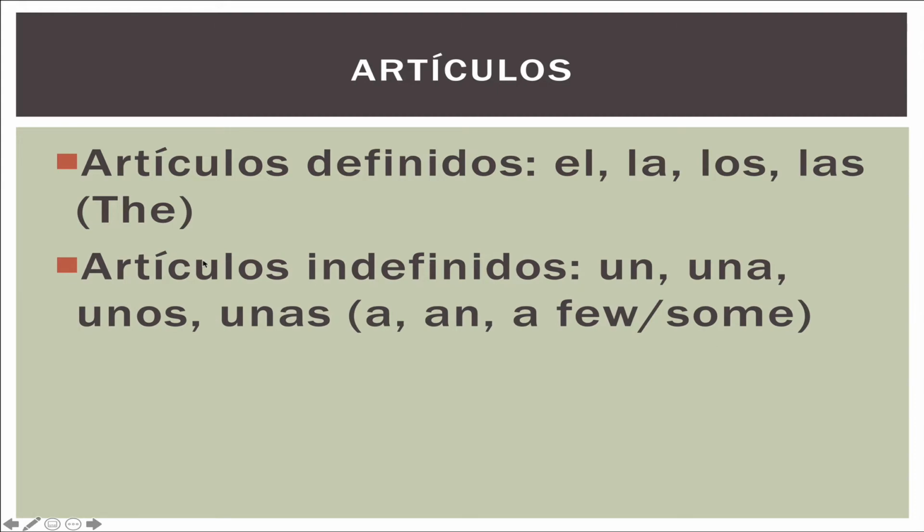You also have to know about artículos indefinidos, which are indefinite articles. Un, una, unos, unas. So un, una means a or an. Unos, unas means a few or some. As you can see here, we have singular, un, una. Unos, unas are plural. Which ones are masculine? Un and unos. Which ones are feminine? Una and unas.